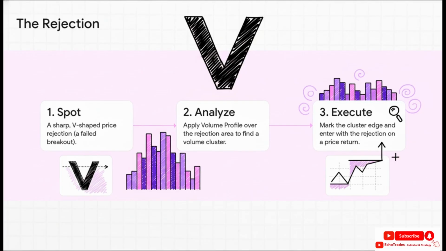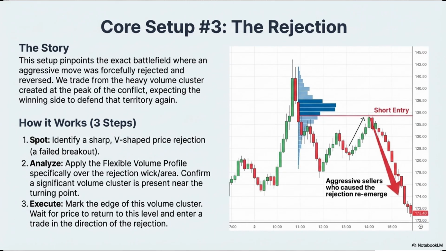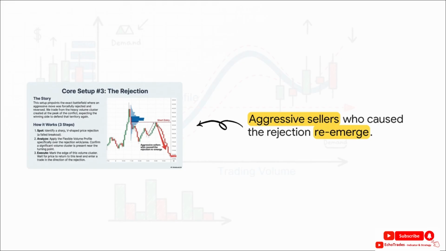And our third core setup is the rejection. I love this one. This is all about spotting a failed attack. You're looking for a sharp V-shaped move where, say, the buyers tried to break out, but they got absolutely hammered back down by the sellers. The key is to find the heavy volume cluster that was created right at the peak of that fight. That's our entry zone. We're betting that the winners of that fight will show up and defend their ground if it gets tested again.